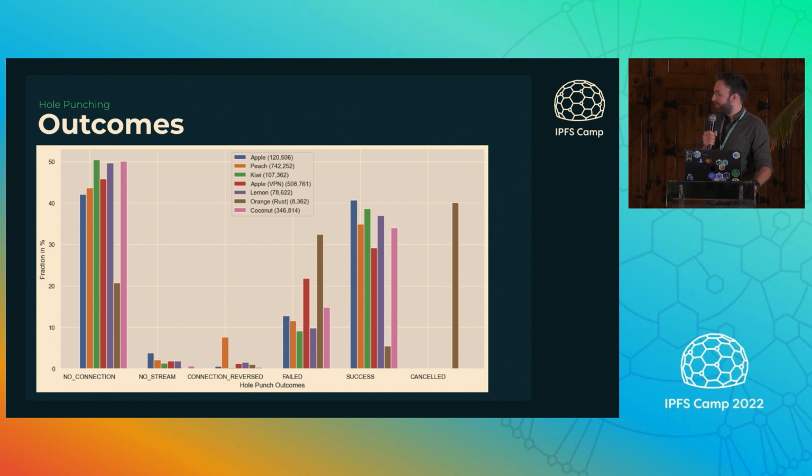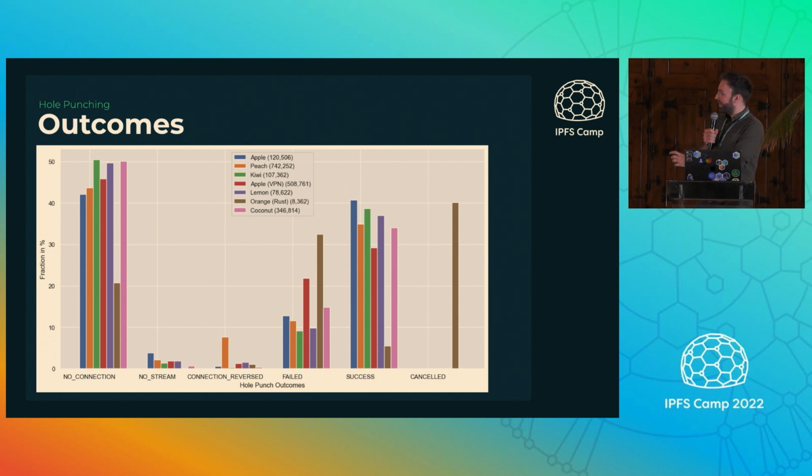Then connection reversed means we were able to connect to the other peer through the relay. The peer tried to directly dial us, and this actually worked out. So this is also an outcome here. And then the actually interesting ones where we performed the hole punch, the DCUtR protocol, the message exchange, and then we have the outcome of failed. So it didn't work out, or success, we were able to connect.